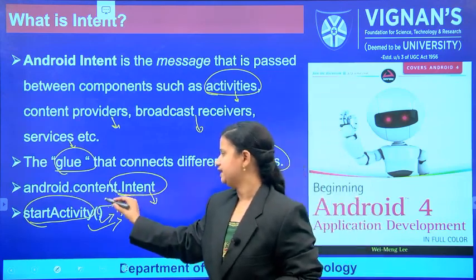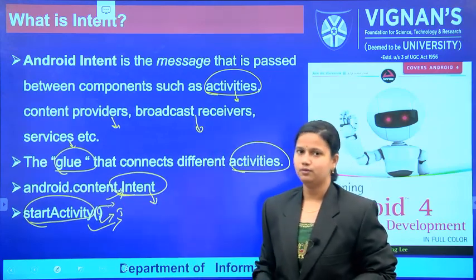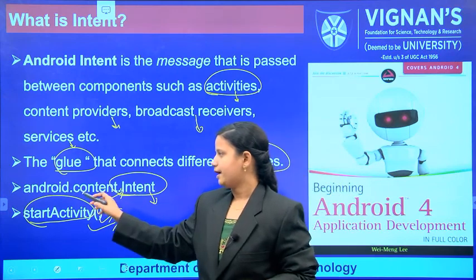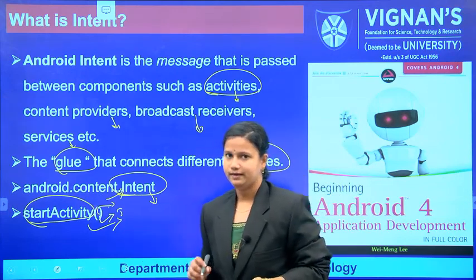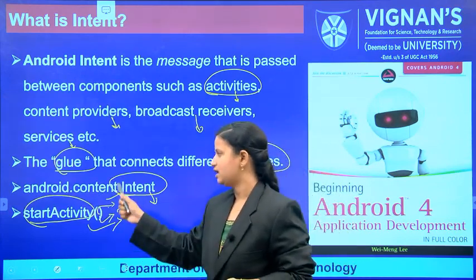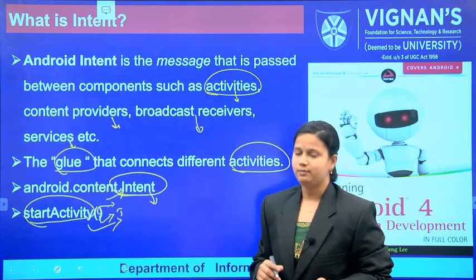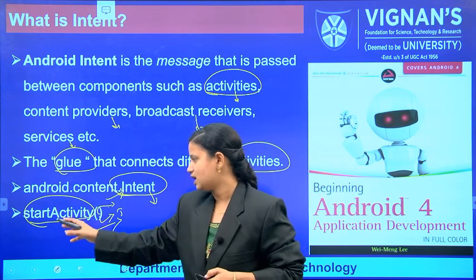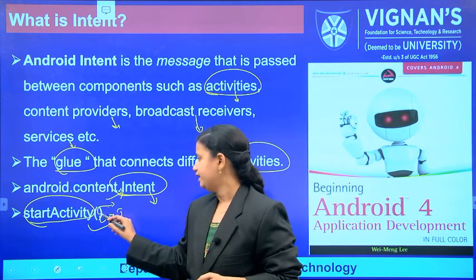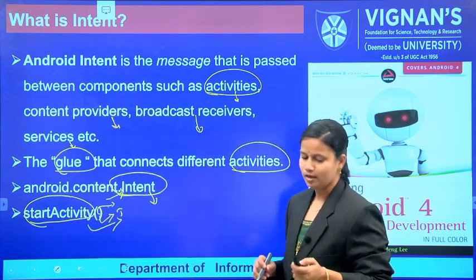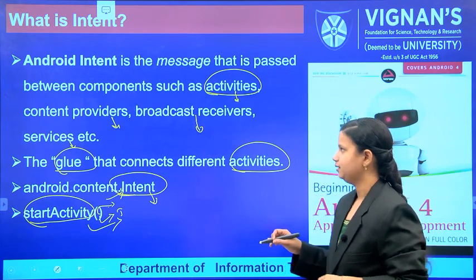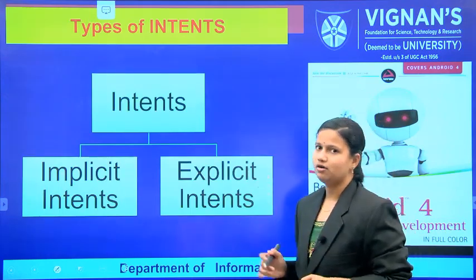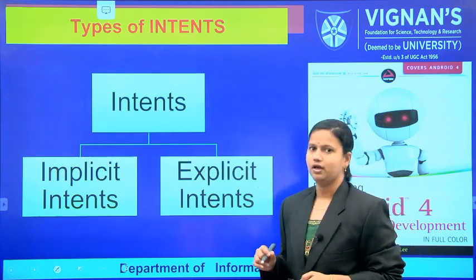So, to provide the intents to your application, we have to import the android.content.Intent class. And next, this class has different methods. From those different methods, to start your activity, you have to mention startActivity of the intent object. So, this is regarding your intent, and the intent can be partitioned into two different types.